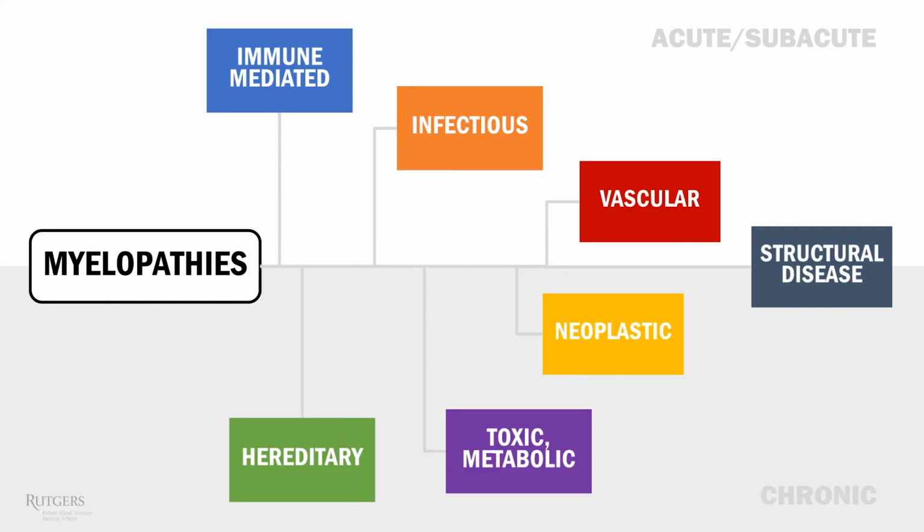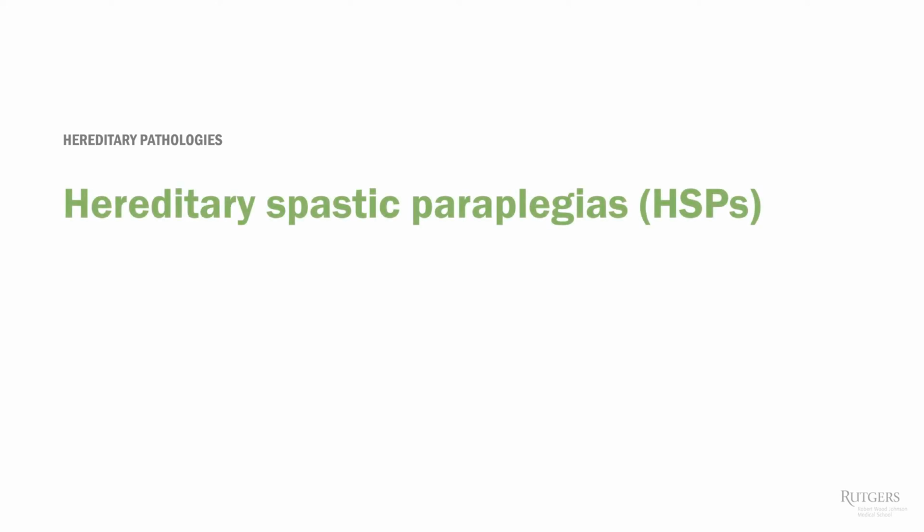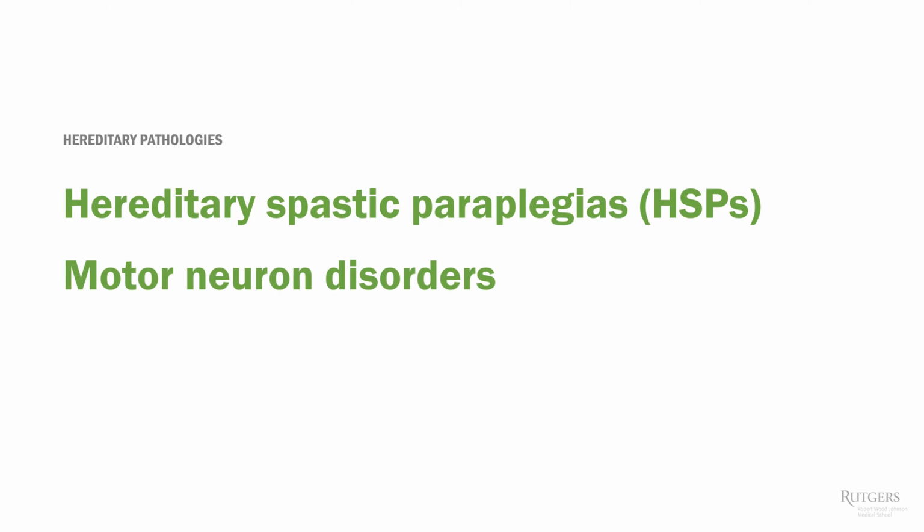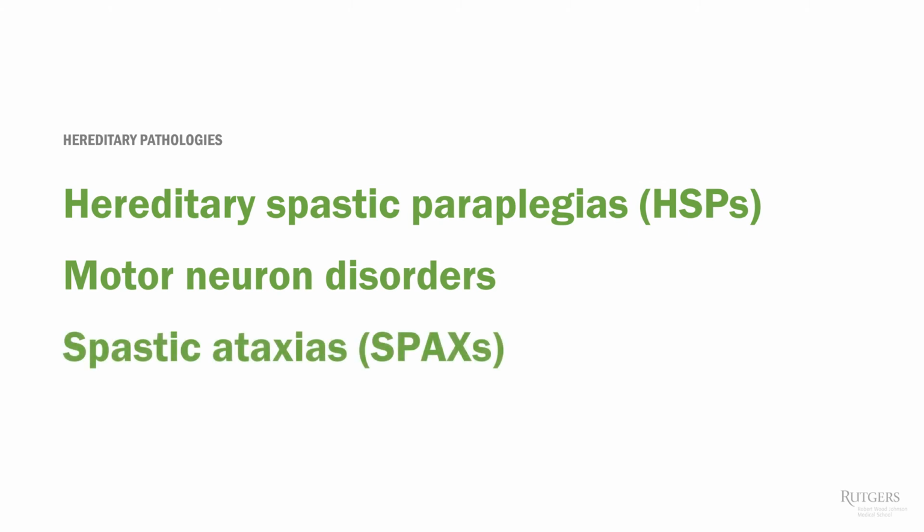There's no doubt that hereditary myelopathies remain an uphill battle. And it's the toughest group to summarize, since they're different disorders caused by different mutations. The usual suspects are hereditary spastic paraplegias, or HSPs, various motor neuron disorders, and spastic ataxias, or SPAXs. Here are some clinical pearls. These are chronic and slowly progressive.